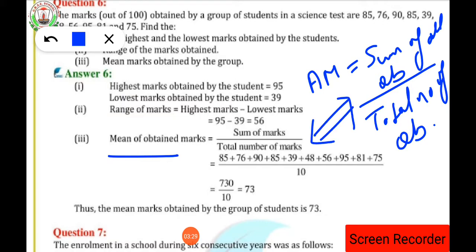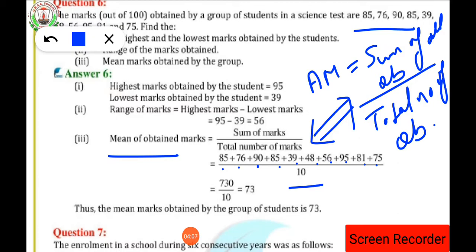So what is the sum of the marks? Whatever data is given in the question, we have to write it here in the numerator. So 85 plus 76 plus 90 plus 85 plus 39 plus 48 plus 56 plus 95 plus 81 plus 75, divided by 10. Why is it divided by 10? Because the number of students who appeared in the exam are 1, 2, 3, 4, 5, 6, 7, 8, 9 and 10. That's why it is the total number of observations, which means it will be divided by 10.